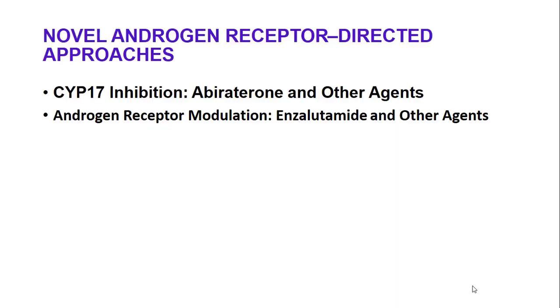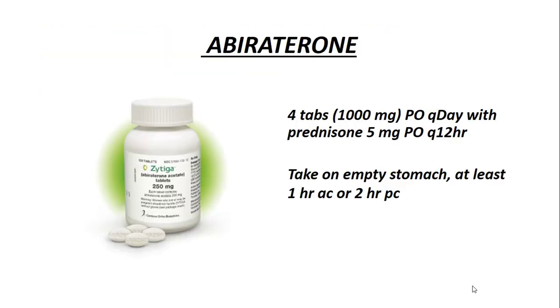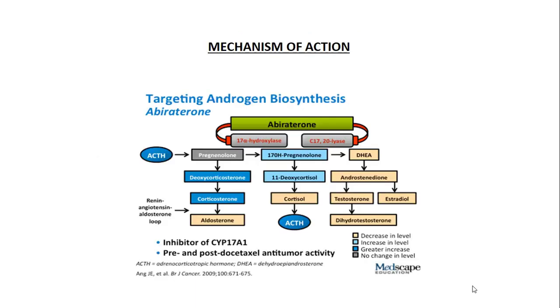And then chemotherapy. So novel androgen receptor directed approaches are CYP17 inhibitor, that is abiraterone, and other agents, and androgen receptor inhibitor, which is enzalutamide. So now I will explain. Abiraterone, we will give 4 tablets per day with prednisolone 5 mg 12 hourly. Take on empty stomach, at least 1 hour before or 2 hours after a meal.